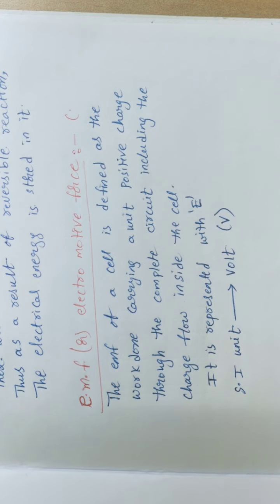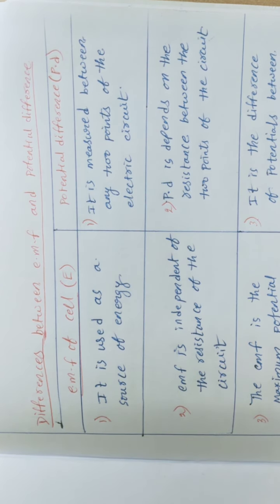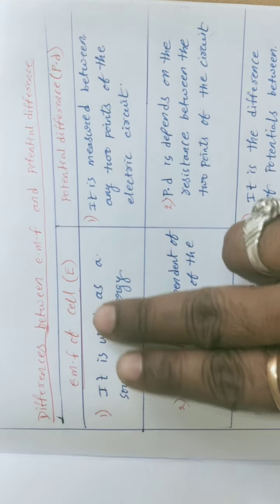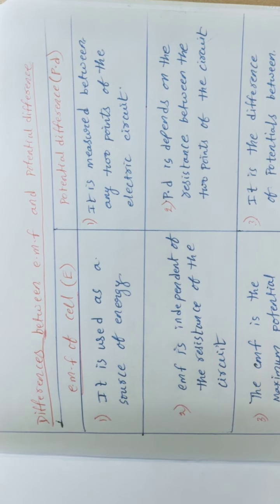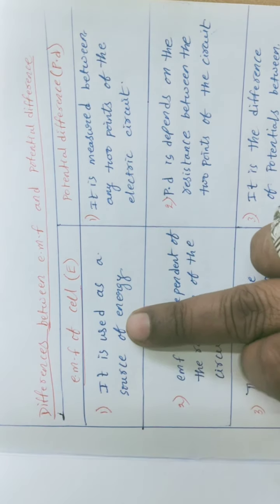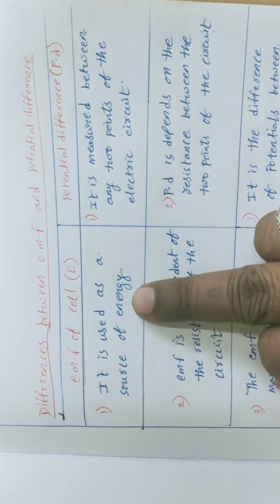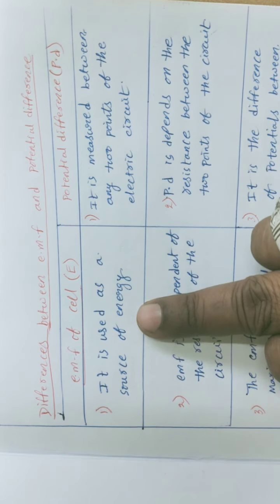Students, now we want to discuss the differences between potential difference and electromotive force. Simple points about EMF of the cell and potential difference. Here I am representing a few points in a tabular column. On the left side I take EMF of a cell, and on the right side potential difference. First, EMF is used as a source of energy, which we already know.